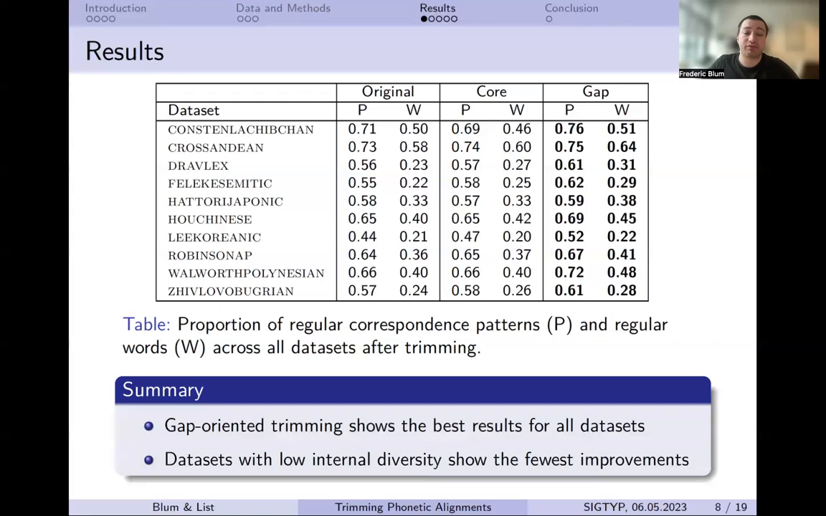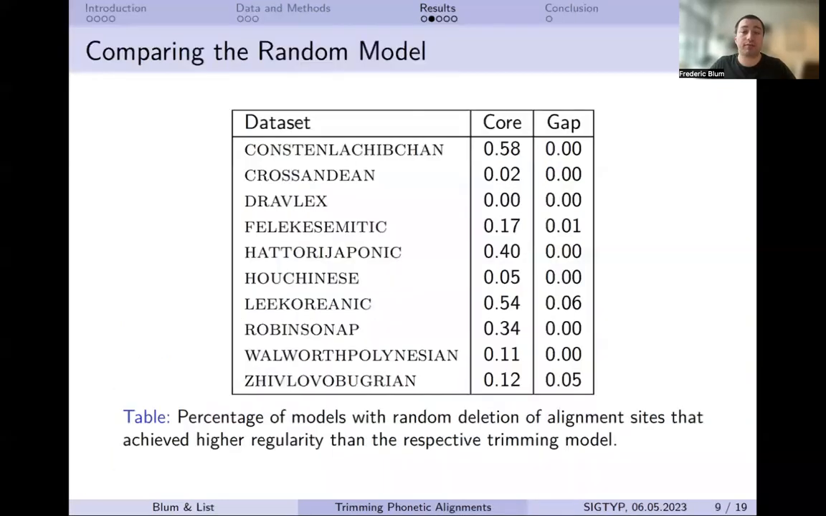Interestingly, the data sets with low internal diversity are the ones that show the fewest improvements. This is, for example, the case in Cross-Indian, where the original proportion of regular correspondence patterns is 73%, and only shows an improvement of 2%. Meanwhile, other data sets, like Constantine-Chipchin, show an improvement of 5% in the same category. So, despite the fact that there are small differences, the improvements are clear.